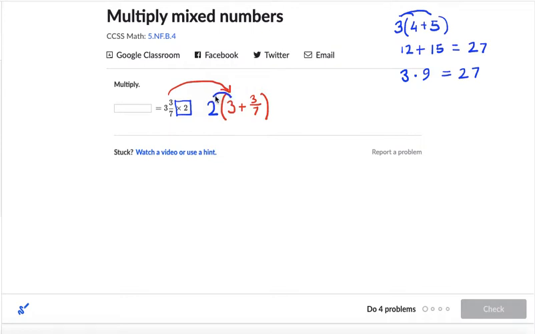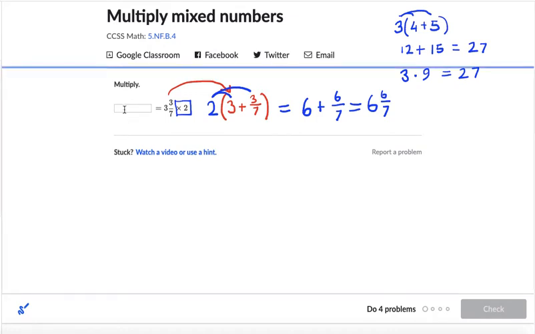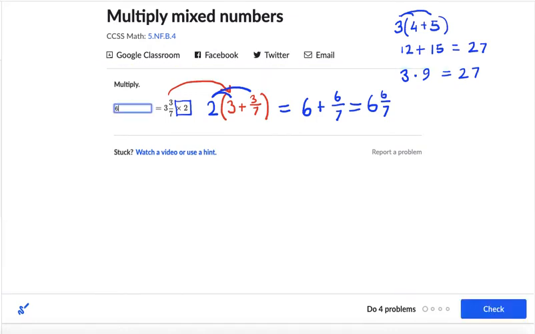So let's do those 2 separate multiplications. The first one is 2 times 3, which is 6. The second one is 2 times 3/7, which is like 2 over 1 times 3 over 7. So it's 2 times 3, which is 6, and 1 times 7, which is 7. That gives 6/7. And then we have our answer sitting right in front of us as a mixed number, 6 and 6/7. That's quite a simple way of looking at it. Let me plug that in real quick so you can see.